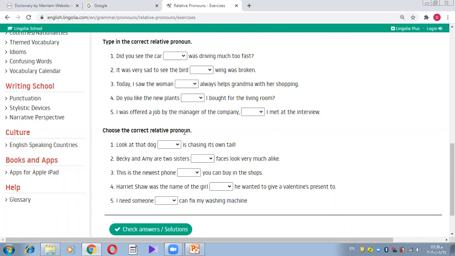Here we are gonna do the same. I look at that dog is chasing its own tail. Becky and Amy are two sisters. Faces look very much alike. This is the newest phone you can buy in the shops. Harry told what the name of the girl he wanted to give a Valentine's present to. I need someone can fix my washing machine. So all of them about relative pronouns. Okay, so it's your homework as well.